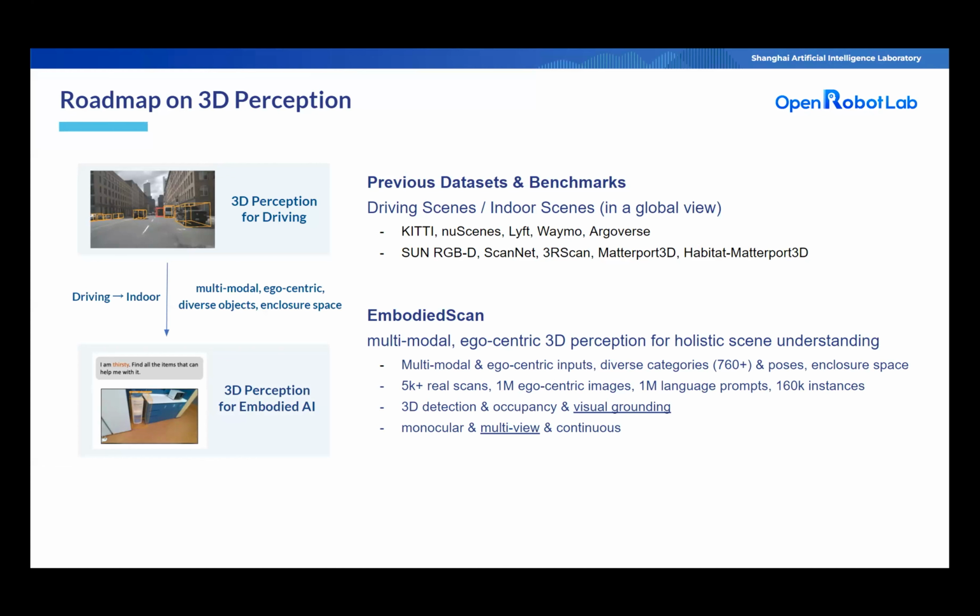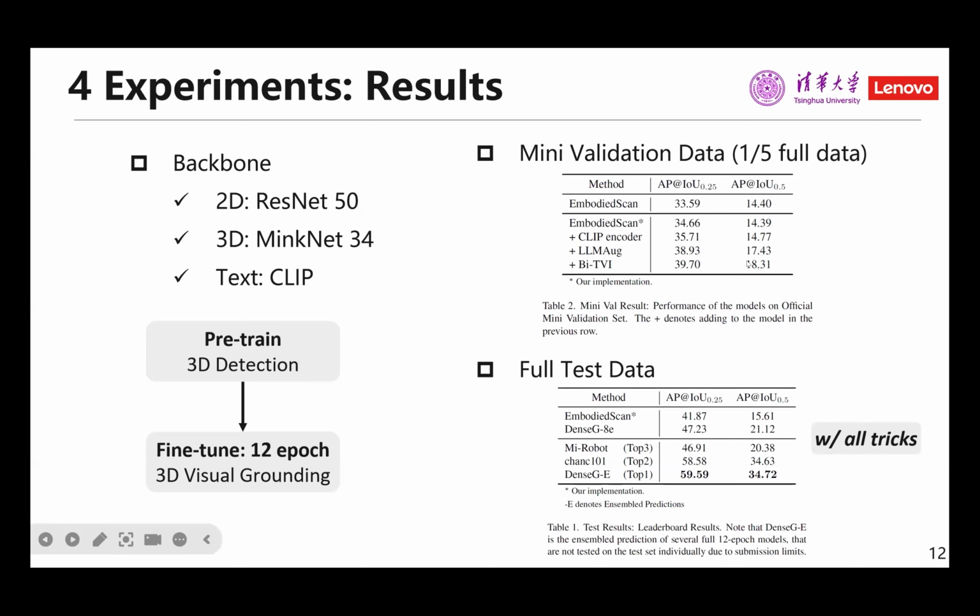And for our results, we follow EmbodiedScan, so we didn't change the backbones, and we use the ResNet 50 for the 2D backbone, the MinkowskiNet 34 for the 3D backbone. And then for the text backbone, we changed from RoBERTa to CLIP. Then, as seen on the mini validation data, 1/5 of the full data, by simply replacing it with the CLIP encoder, we already gain around 1% mAP improvement, as shown in the left column. Then with our LLM augmentation, we achieved 3% mAP improvement. And then for ByTV, we have another 1% gain.